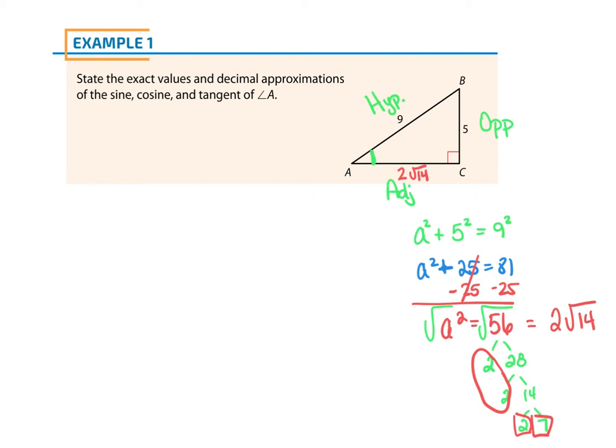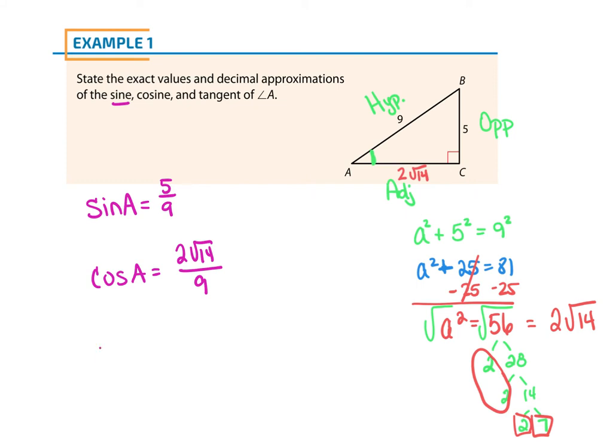Once I have all 3 of my side lengths, I can do these trig functions. It just wants me to give the ratios. So let's start with sine. The sine of angle A is going to be the opposite side over the hypotenuse. So my sine is going to be the fraction 5/9. Easy enough. Cosine. The cosine of A is going to be the adjacent over the hypotenuse. That's 2 square root of 14 over 9.